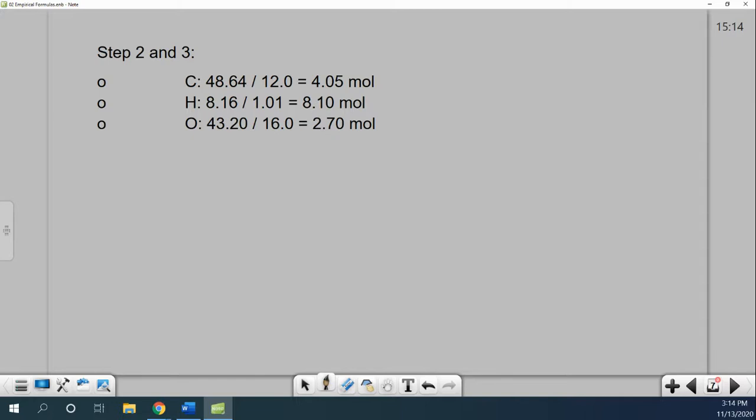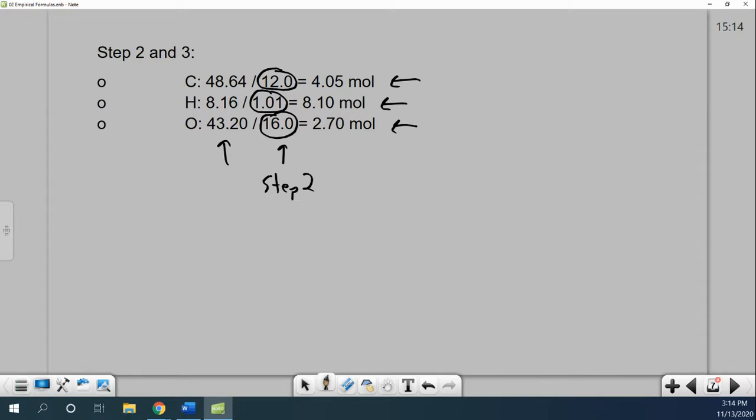Step 2 and 3, I kind of put them together here. You find the molar masses. Carbon is 12. Hydrogen 1.01, oxygen 16. You divide the mass you had by the molar mass. And so it turns out I've got 4.05 moles of carbon, 8.10 moles of hydrogen, 2.7 moles of oxygen. So I kind of put step 2 and 3 together here because it's just pretty much one step, really. You're calculating number of moles. You just so happen to have to find molar mass as part of that equation.